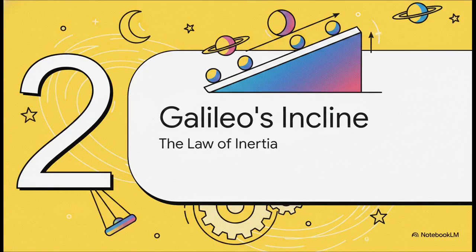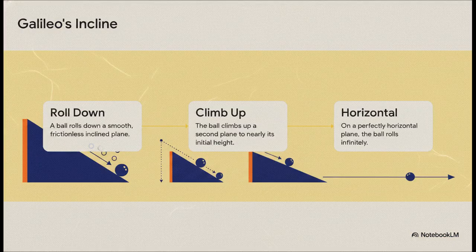Moving right along to section 2, Galileo's rebellious inclined planes. This right here is the definitive mythbuster moment in science. Step by step, Galileo's double inclined plane experiment basically proved that on a frictionless horizontal plane, a ball's motion would never cease. This firmly established the concept of inertia.